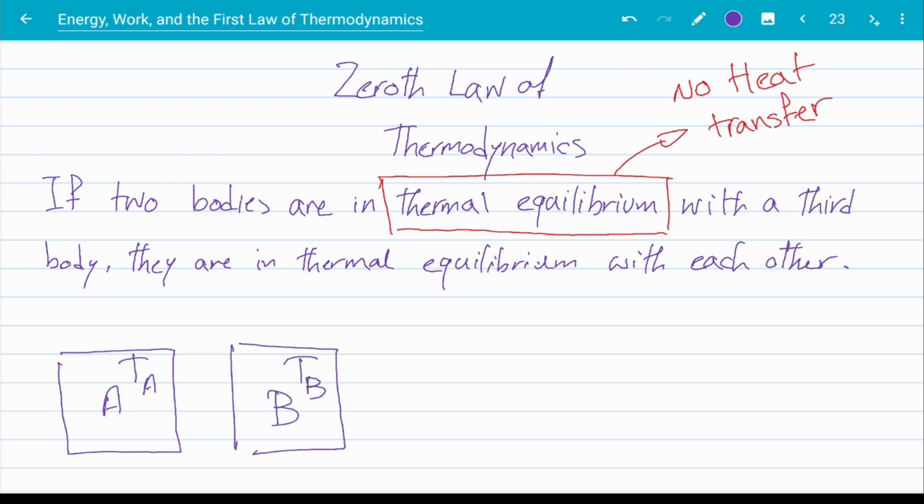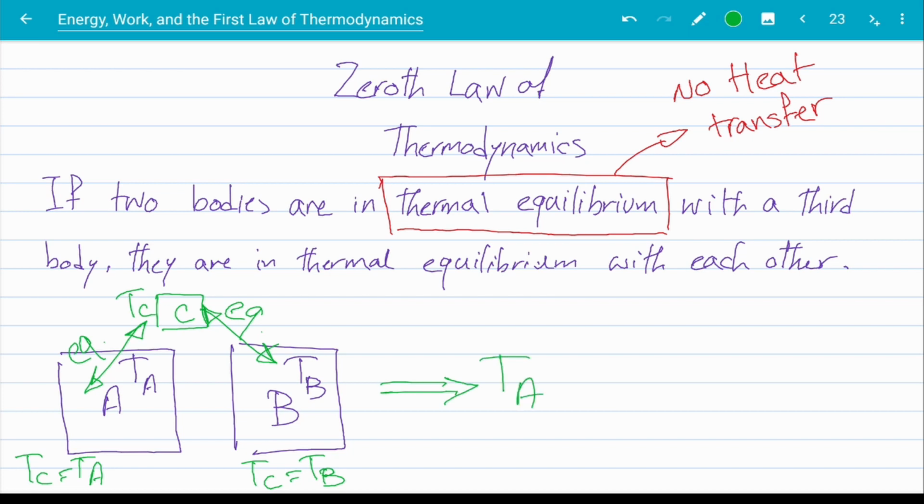So if block A with temperature A and block B with temperature B are in thermal equilibrium with block C with temperature C, then it means that temperature A is equal to temperature C because of their own equilibrium, and temperature B is equal to temperature C because of their own separate equilibrium. And so you can see from this algebra that the temperature of A is actually equal to the temperature of B, because both of them are equal to the temperature of C.